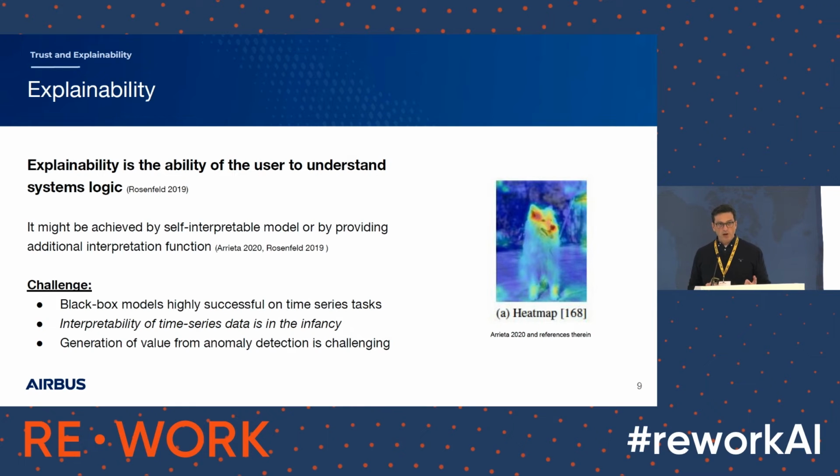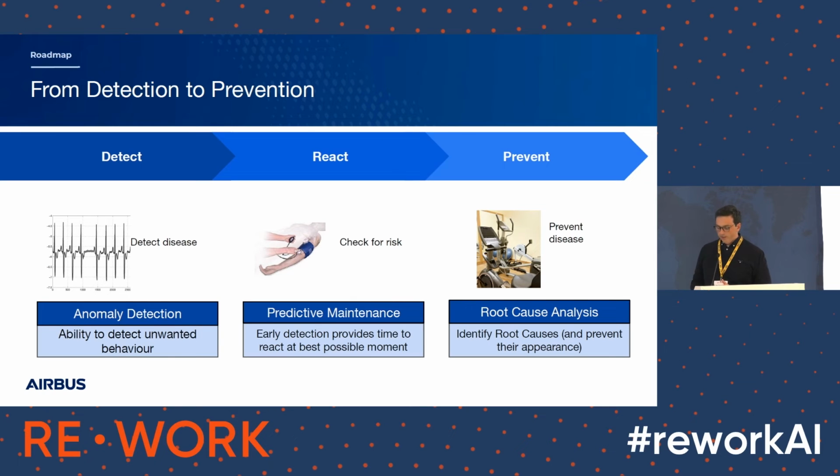The challenge for us is firstly that our models are usually black box, so they are not self-interpretable. And second, there are no or very few systems which provide explainability for time series. It's in its infancy. And so, in the end, since we cannot provide explainability so easily, the generation of value from this kind of anomalies, if they are not very severe, is also in its infancy and is challenging.